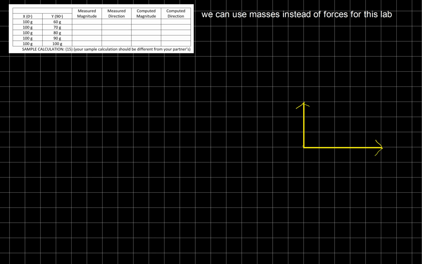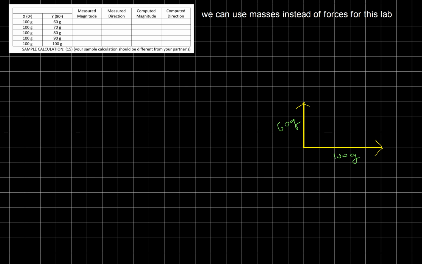Let's do a sample calculation here for each of the kinds of problems that you have to do. So for the first table here, we have the x component at 100 grams and the y component at 60 grams. We use grams instead of forces in this lab because, when you look at the angles, we're going to be looking at the ratios anyway, so that would be fine.